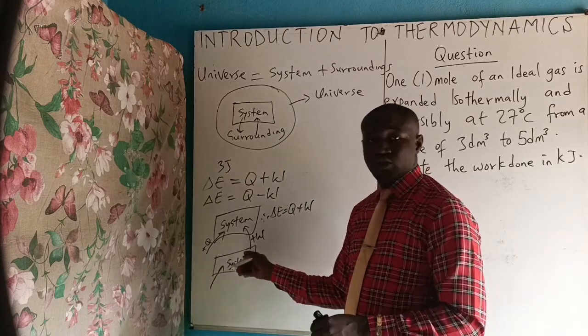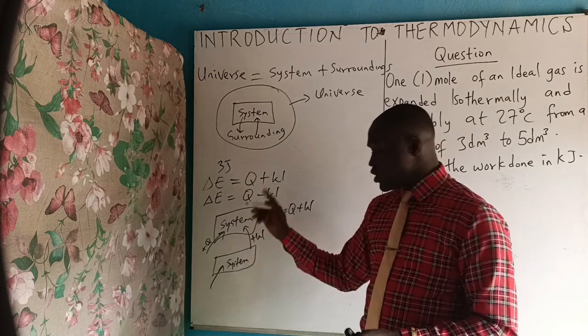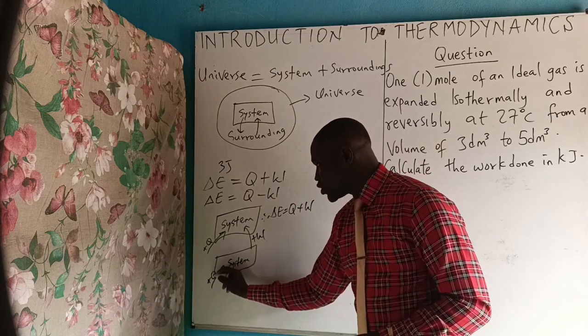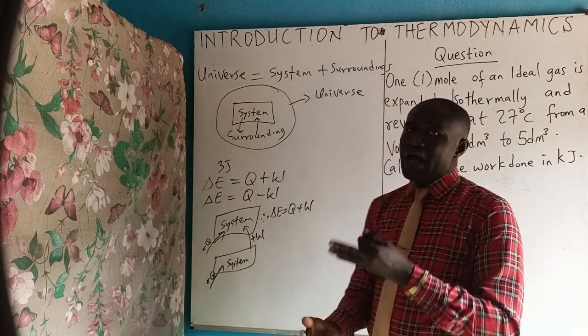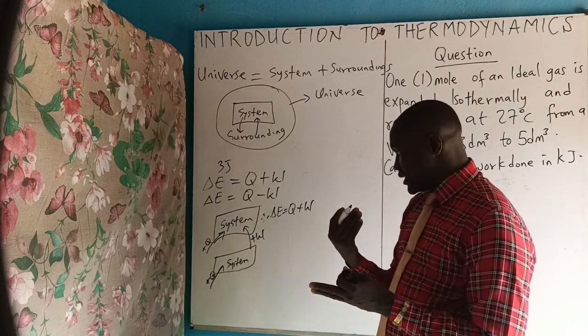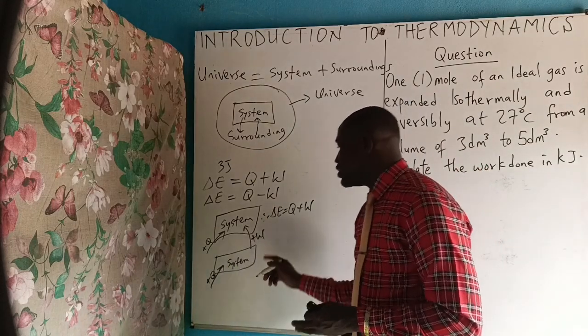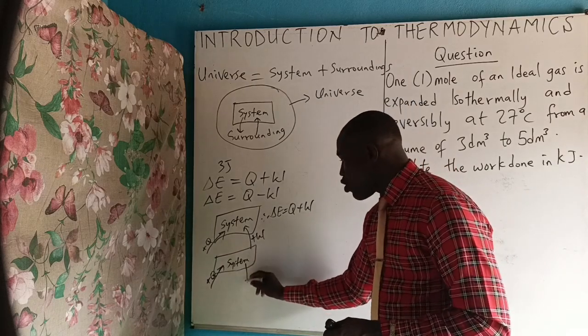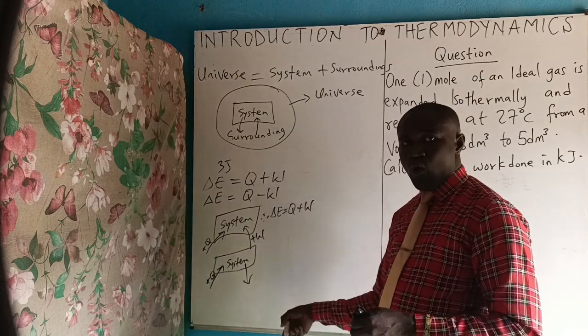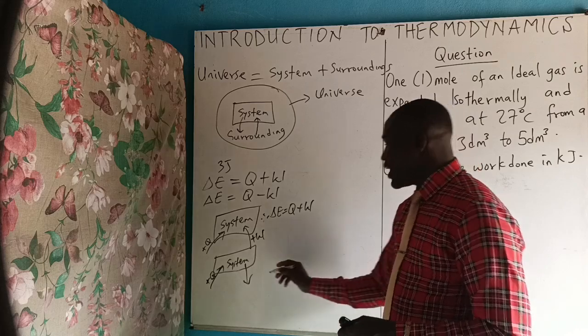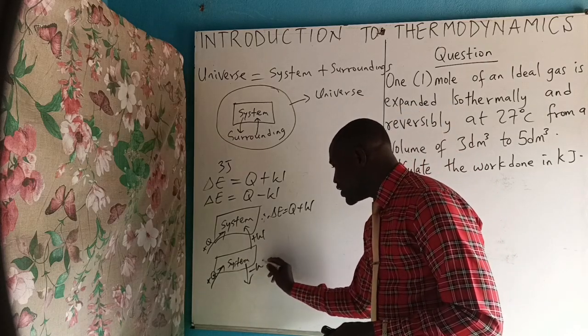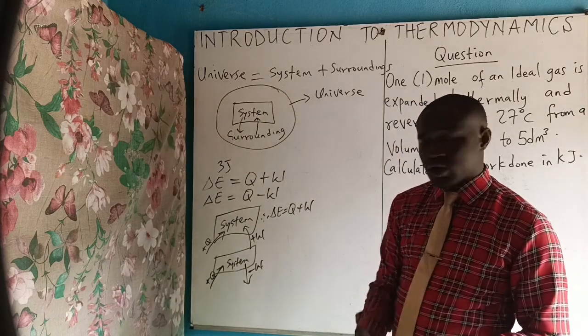Heat flows into the system, heat energy is flowing into the system. Here is plus Q. That is, the system absorbs heat energy. Are you getting it? And also, the system performs work on the surrounding. The system is doing work on the surrounding. That means the system will be losing energy in terms of work because it's performing work on the surrounding.